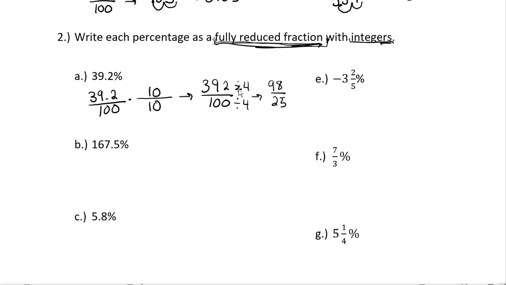Okay, so for B, the first thing I'm going to do is pull that 167 5/10 out and put it over 100. I again have 1 decimal place on the top, so I need to multiply top and bottom by 10. That means I have 1,675 over 1,000. Now looking at that, with that 75 at the end in the numerator, it looks to me like 25 will actually go into everything.